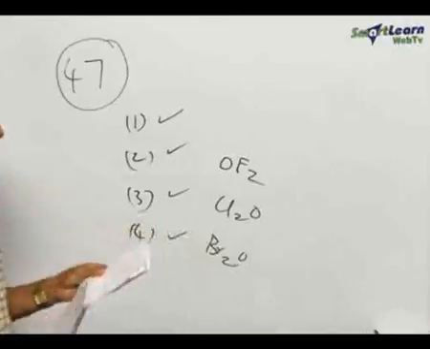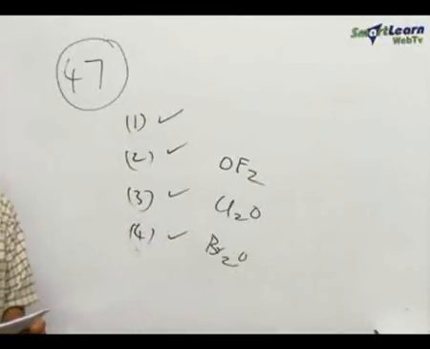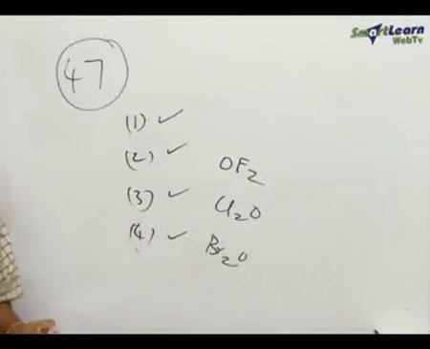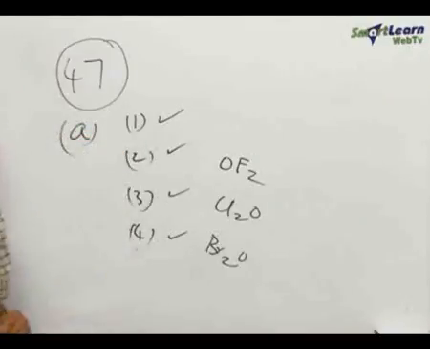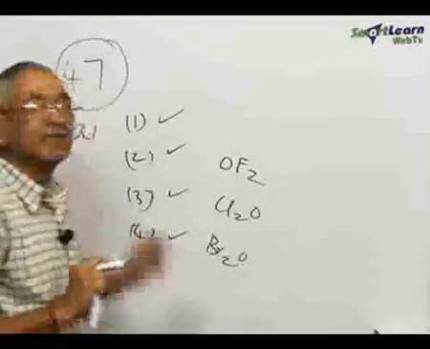The one which corresponds to all the 4 statements is given in choice A, 1, 2, 3, 4. The other choices are 1, 2, 4, 1, 3, 4, 1, 3, etc. In choice A, all the 4 statements 1, 2, 3, 4 are correct. Therefore, that is the answer for the question.